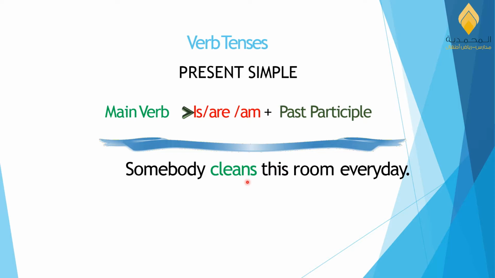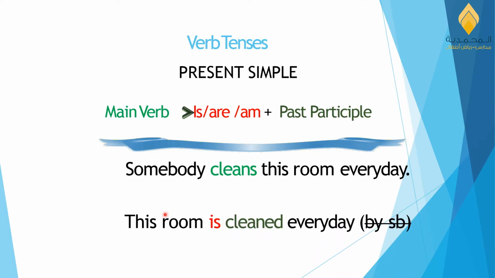Yes, cleaned. We agreed that this room is going to be at the beginning of the sentence. We're going to leave some space afterwards, and after that we're going to add cleaned. What is the appropriate verb to be for this sentence? Because we're talking about this room and this is a singular noun, that means we're going to use is. So the sentence becomes, this room is cleaned by somebody every day.